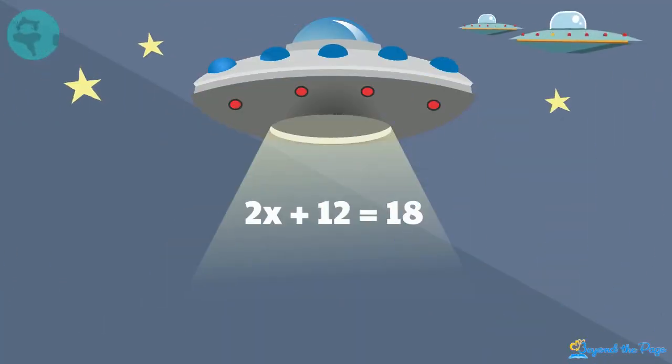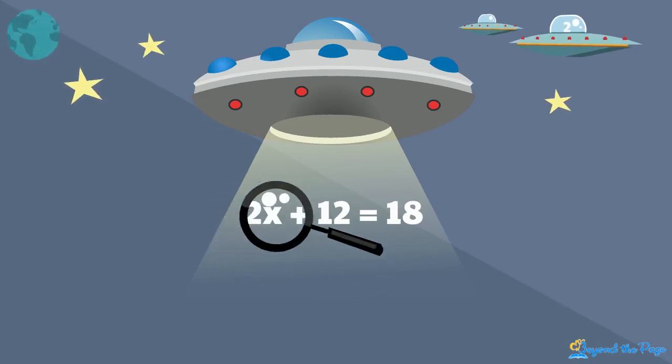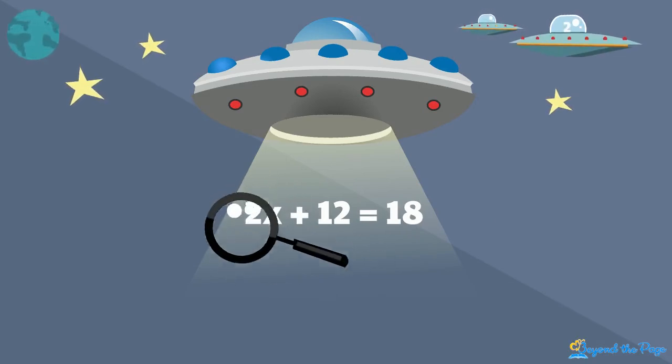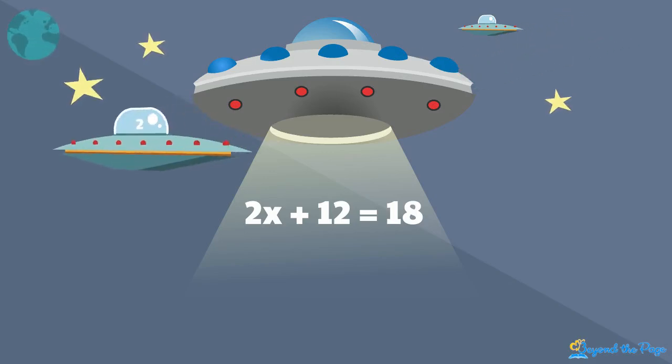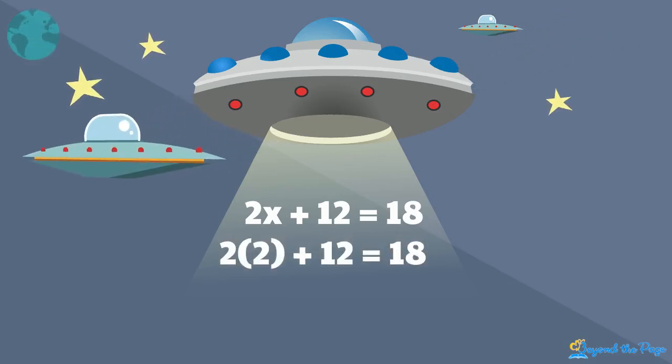To find the solution, you have to figure out what number can be substituted for the variable to make the equation true. Look at the problem and make a good guess about what the value might be. Since 12 is pretty close to 18, we probably need a smaller number for the variable. Let's try 2. Substitute 2 for x and see if the equation is true.